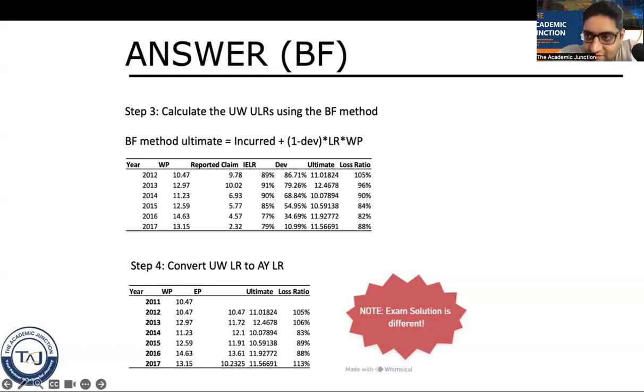I have not made such assumptions, and hence my answer is very different to what the exam schedule says. I made very simple assumptions. I calculated the earned premium. I took the ultimate loss that I already calculated, and I restated the loss ratios on the accident year basis. As simple as that. I kept it very simple. Very likely I would have lost 2 marks here, but I saved a lot of time. Clear?